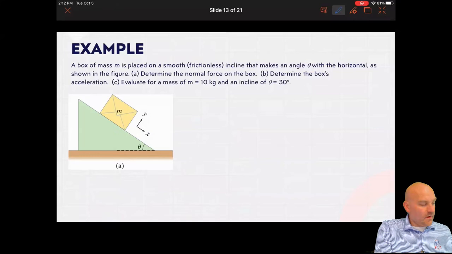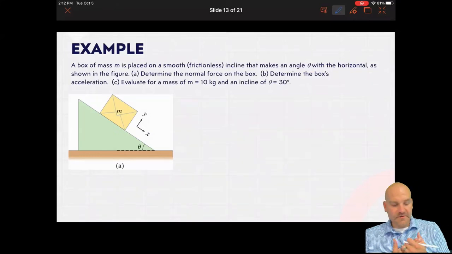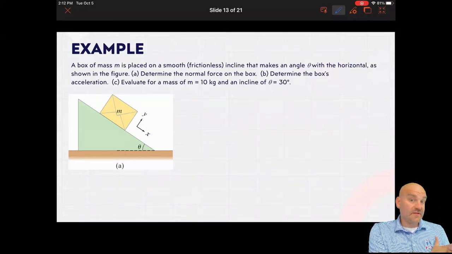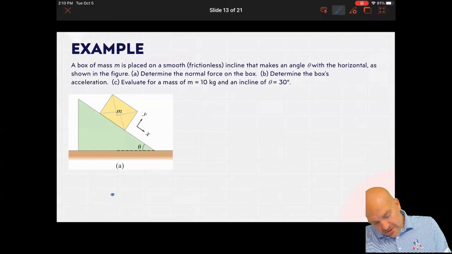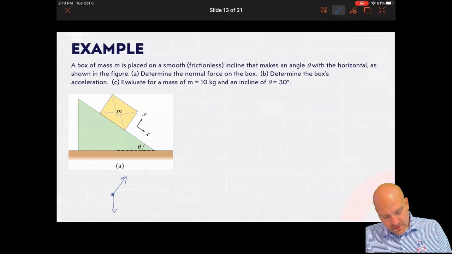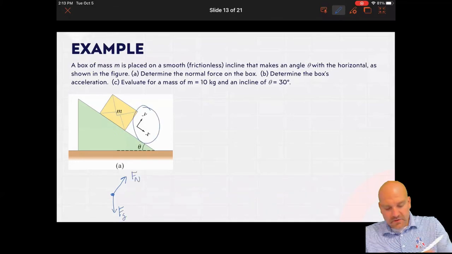Okay, so let's look at an example. This is almost like a general equation. You have a box, basically the same picture that we just saw on the last slide, on a smooth, frictionless surface. We're determining the normal force and the acceleration of the box, and then we're going to evaluate for a mass of 10 kilograms and an incline of 30 degrees. Here's our picture: normal force coming off, weight going down, and here's our coordinate system. That is what I would put on my AP scoring sheet.